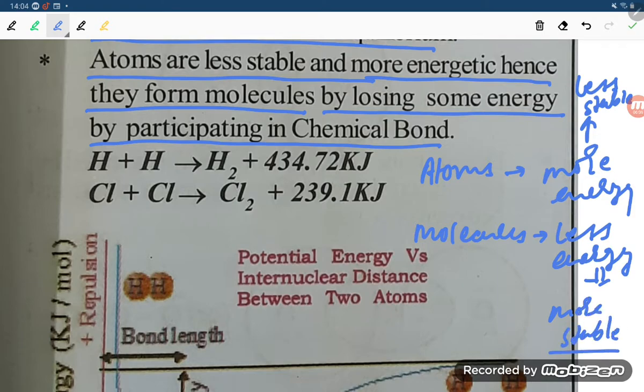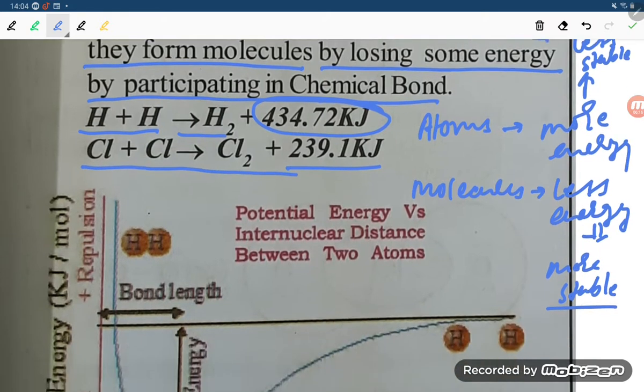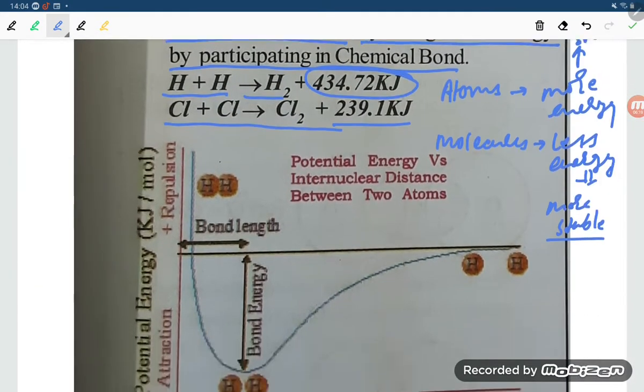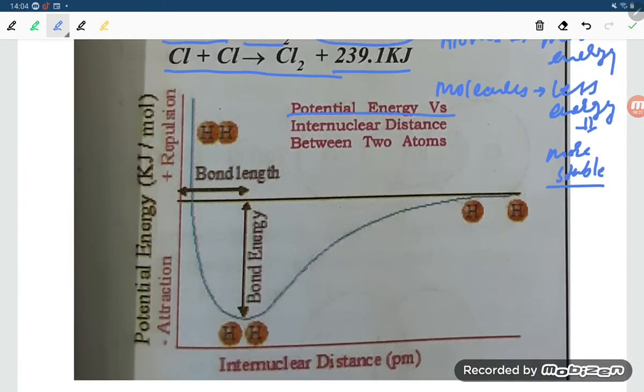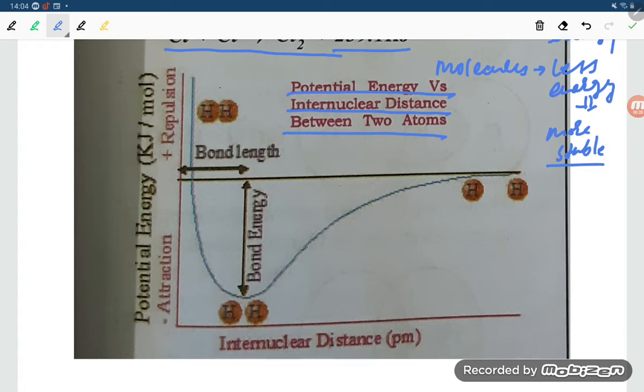So student, you see hydrogen combining to form H2, this much energy is released, and here also energy is being released. Now, student, you see one diagram of potential energy versus intermolecular distance between two atoms. On this axis is potential energy, and on this axis is intermolecular distance.